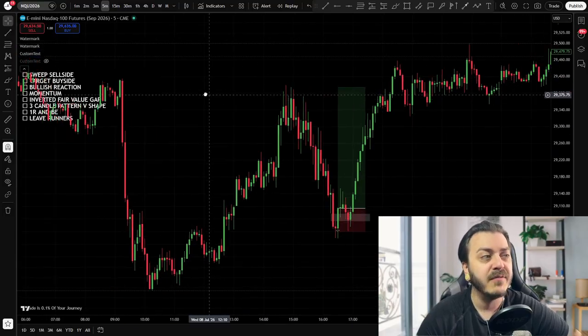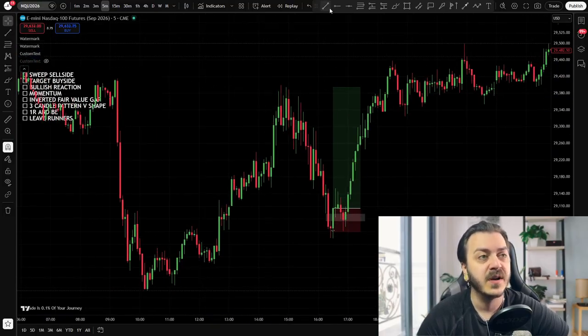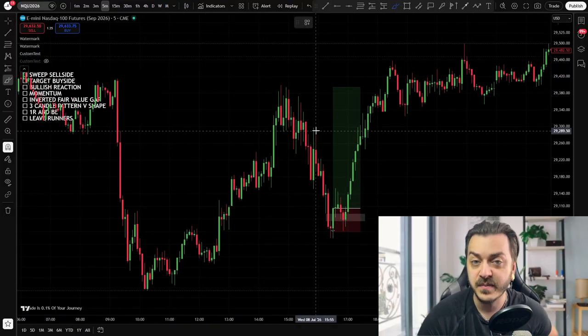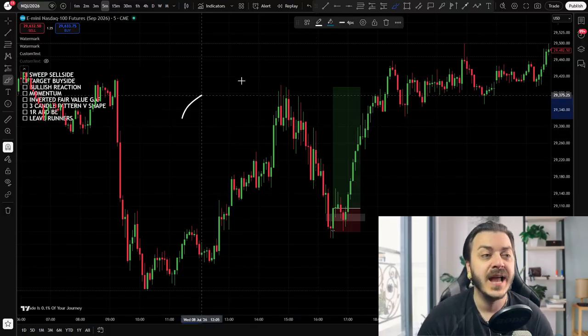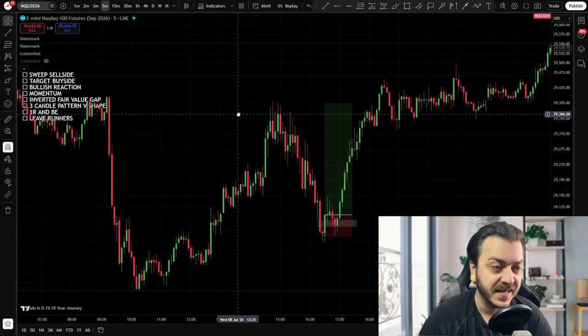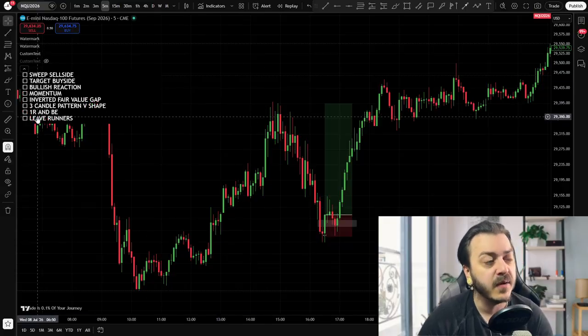So all I ever do is, these are my rules here, right? So I just wait for a sweep of sell side and then I target buy side. I only trade the 5 minute, I only take longs like I said. And right now, as you can see, this was a great example from yesterday of what I take. So these are my rules.